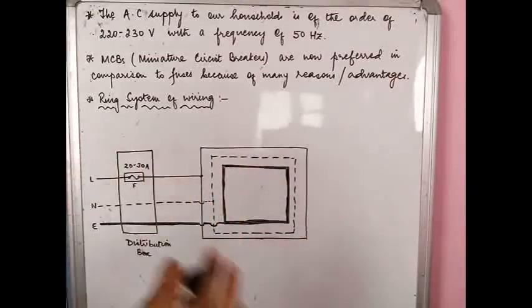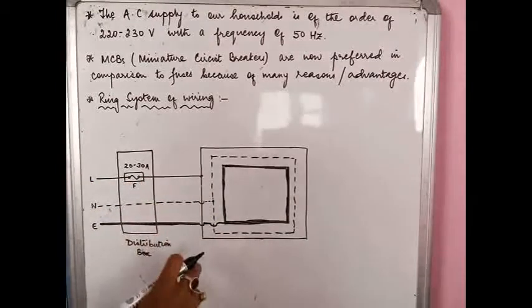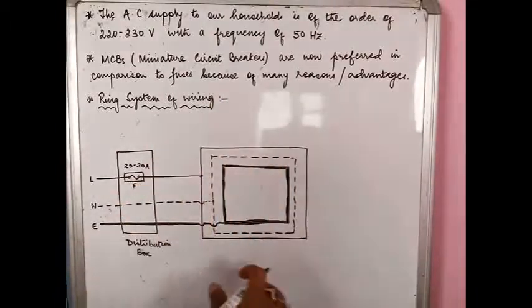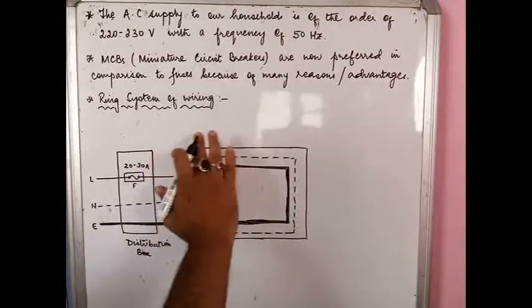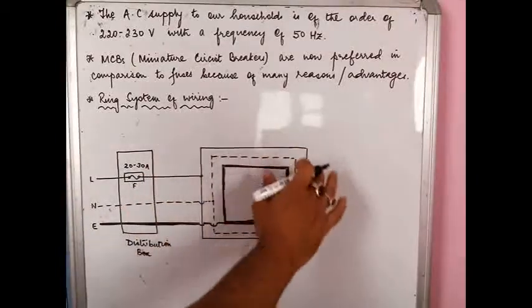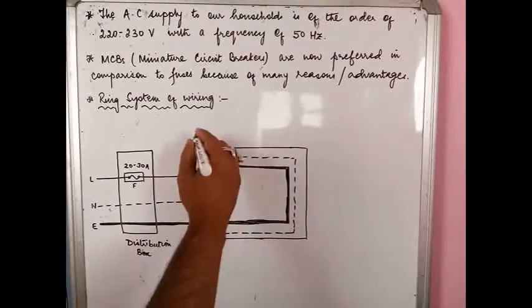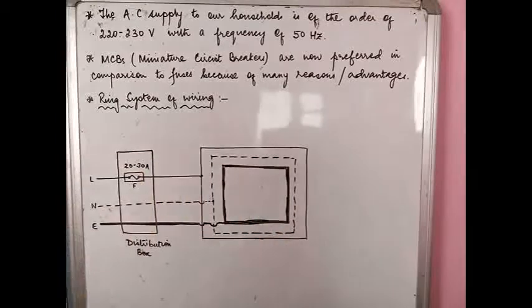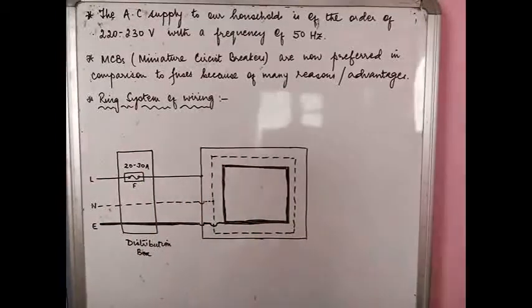Now whenever there is a new wiring taking place in the house, all these three wires, the live, neutral and the earth, will be run inside the room. Now suppose this is one room of your house. These three wires will be run along the walls, embedded inside, across the four walls of the room. Okay, so this ring is the live ring, this ring is the neutral ring, and this is the earth ring.